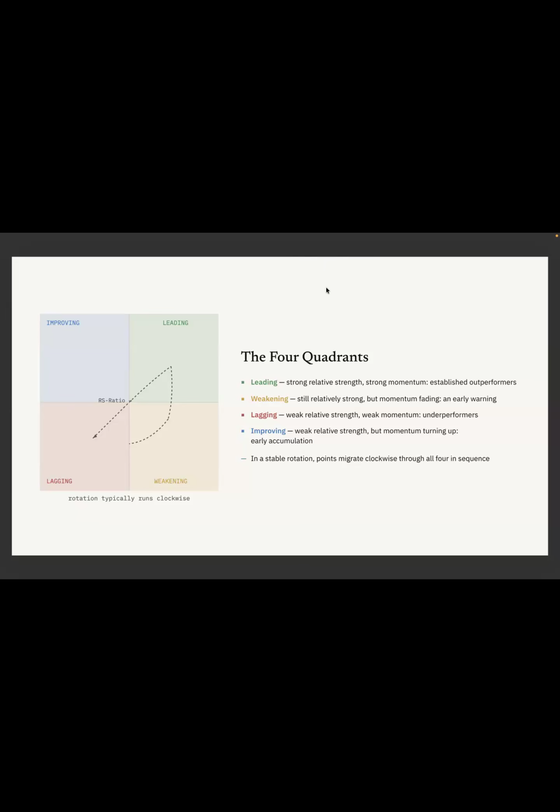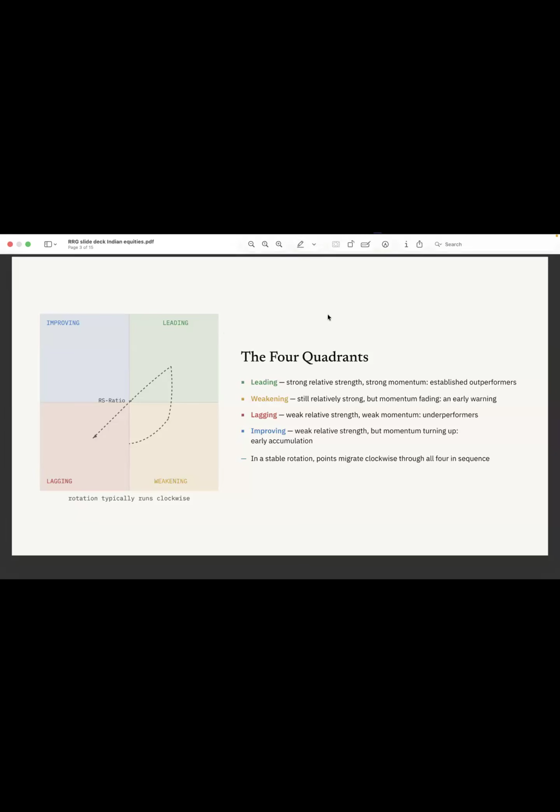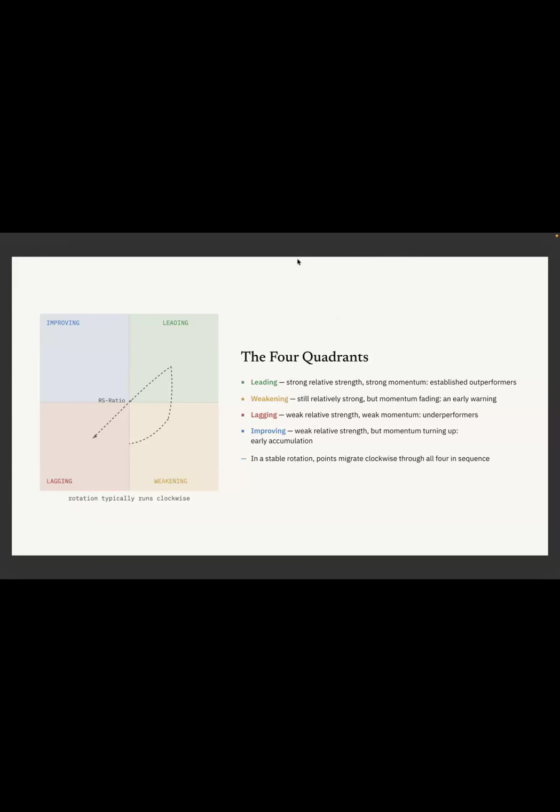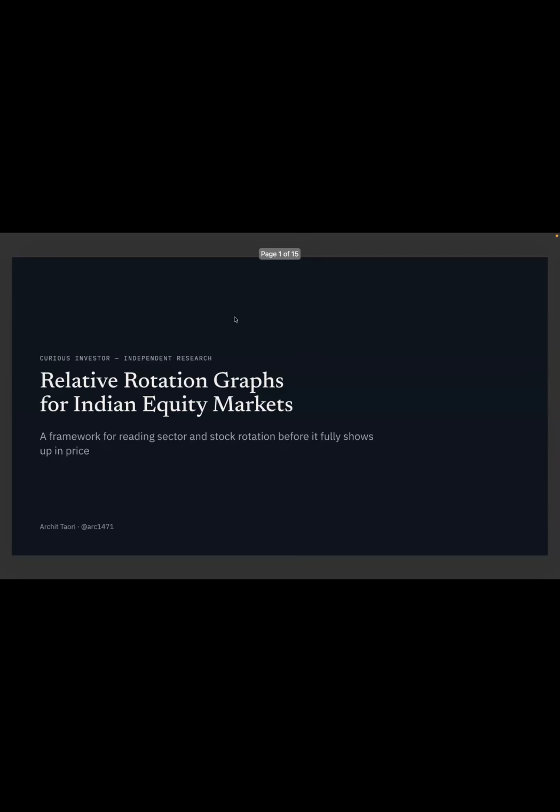So with this relative strength, does anyone have any doubts, or shall we just move forward? Hello, could you please explain what relative strength is? Because I joined a little late. Could you give a short summary, one or two minutes, please?